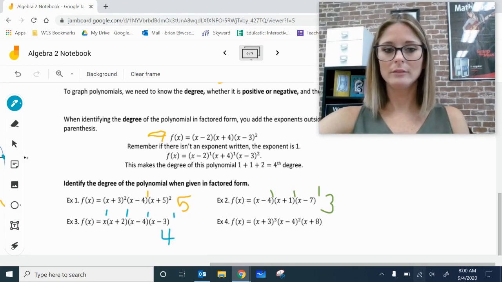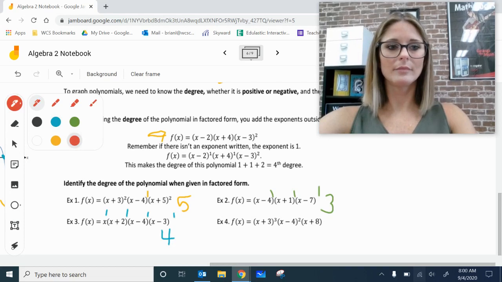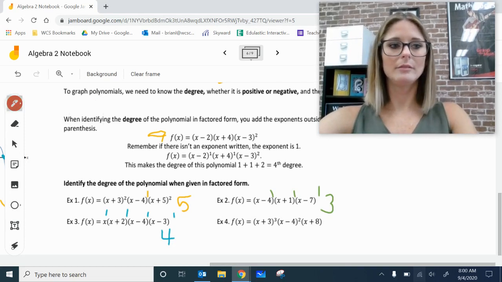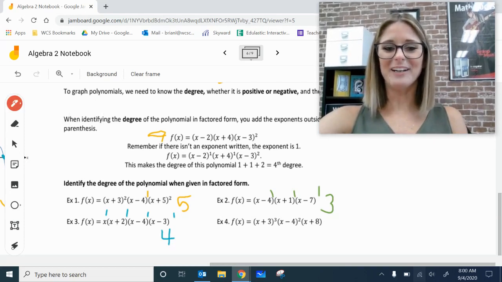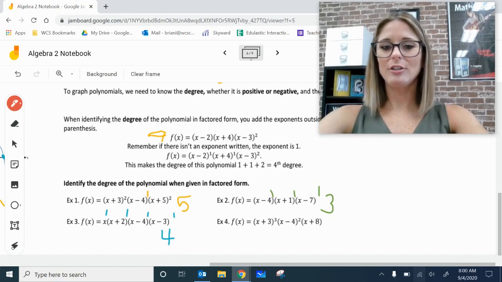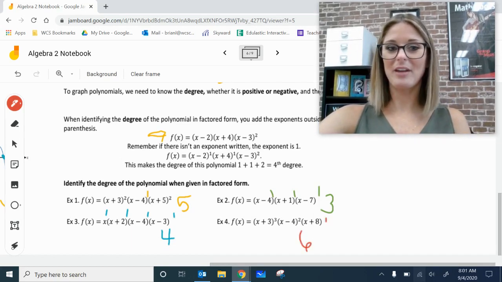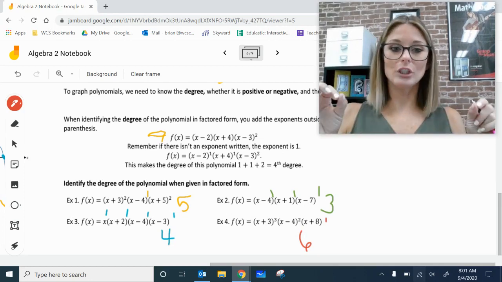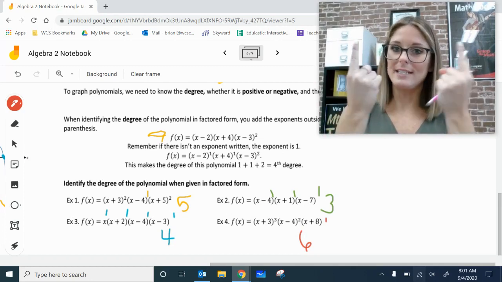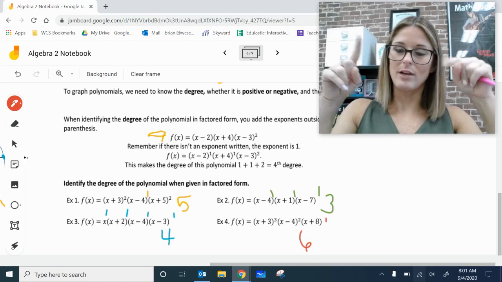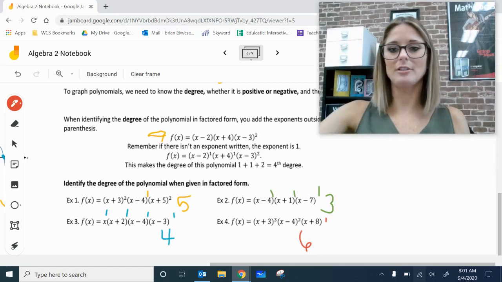Number 4, you've got a 3 and a 2 and another understood 1. That's a 6th degree polynomial. Okay, so you have to find that degree so you know if it's even, both arrows going the same way, or if it's odd, going opposite directions.